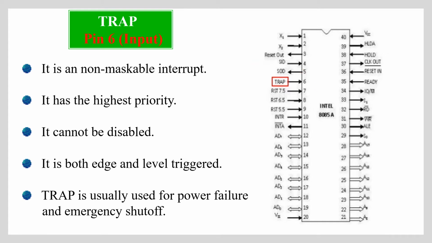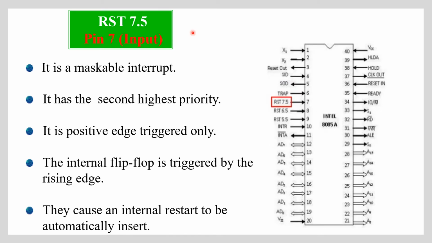Clear? The next hardware interrupt is RST 7.5. RST is the restart interrupt. This signal is used to interrupt the microprocessor. So it is also an input signal. It is a maskable interrupt. You can mask it temporarily and then the MPU can attend the interrupt. It has the second highest priority. So after TRAP, it has the second highest priority.